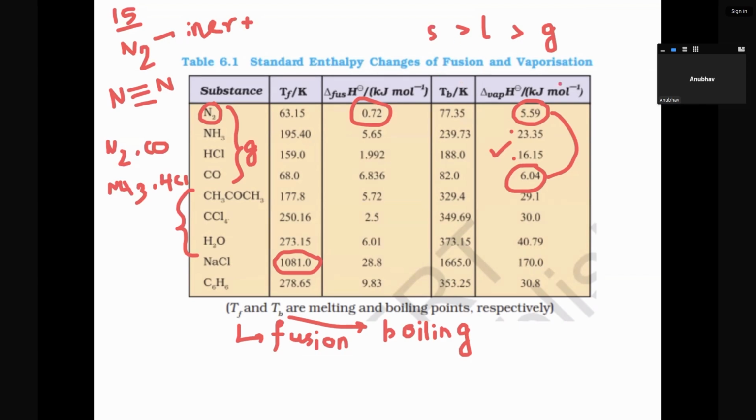You see, in case of NaCl, the delta H fusion value is the largest one, that is around 29. And in case of NaCl also, the delta H vaporization is the largest one, which is 170 kilojoule per mole, that is highest. So now we have three liquids. One is acetone, the other one is CCl4, and the last one is water.